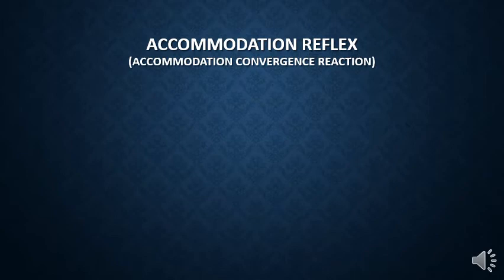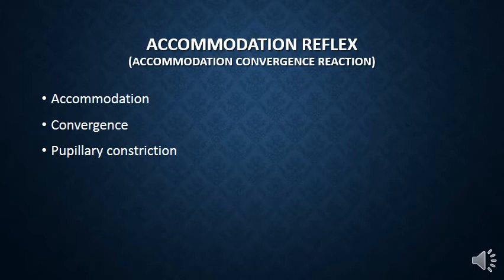Now, let us discuss the accommodation reflex. It is also called accommodation convergence reaction. When the eyes are directed from distant to near object, they accommodate, they converge, and there is pupillary constriction. Let us discuss accommodation first. In accommodation response, the thickness of the lens increases.